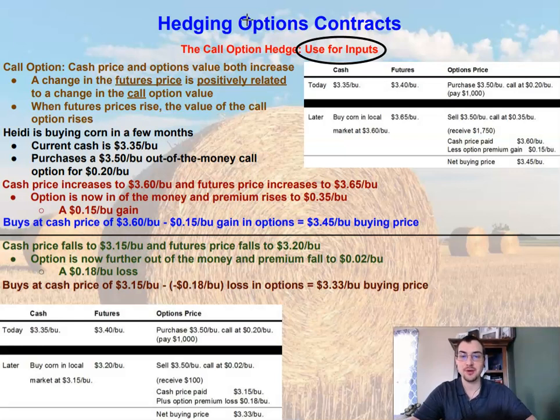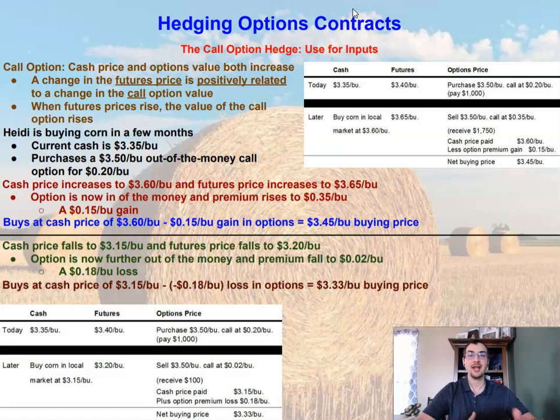So as the cash price increases, so will the option's value. Cash price and the option's value both increase at the same time, but by the same token, both will decrease if prices fall. A change in the futures price is positively related, which means they act in the same way, to the call option value. When the futures price increases, the value of that call option is going to go up. Whenever the futures price decreases, the value of the call option is going to fall.